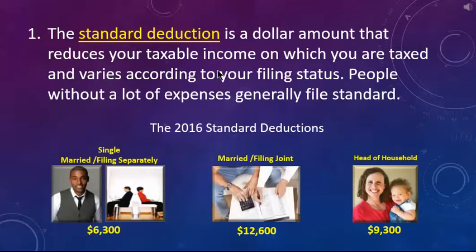People without a lot of expenses generally file standard. Now, for 2016, the standard deductions are: single or married filing separately, $6,300. For married filing jointly, it's $12,600. And for that single head of household, it's $9,300. Those are your standard deductions. Again, if you don't have a lot of expenses, you generally file standard deductions.